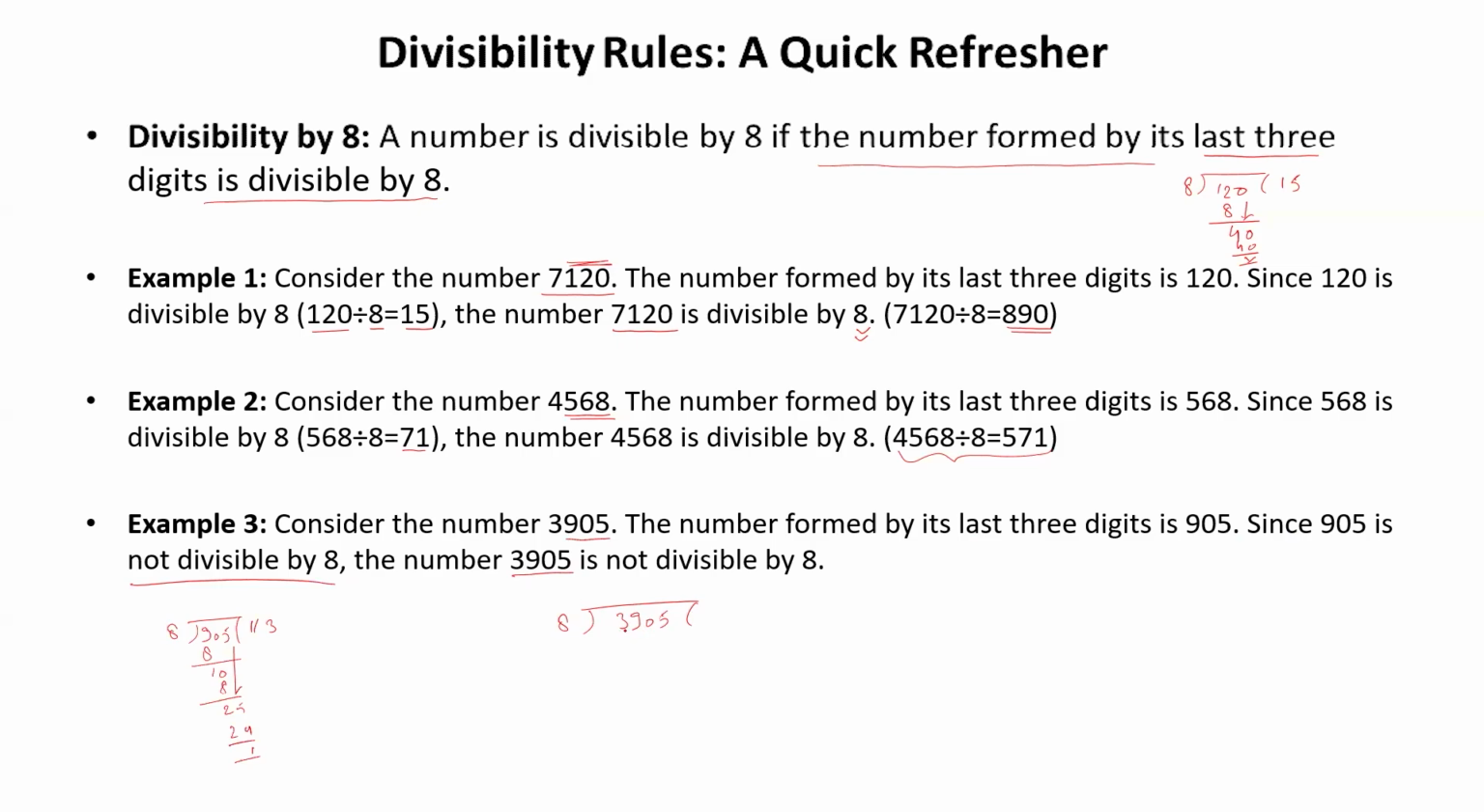So in 8 times 39, so 4. 8 4s are 32. Remainder is 7. Take 0 down. So then again you can check it. You will get 24. Take 5 down, 65. 8 times you will have 64 and remainder is 1. It is actually not divisible by 8.